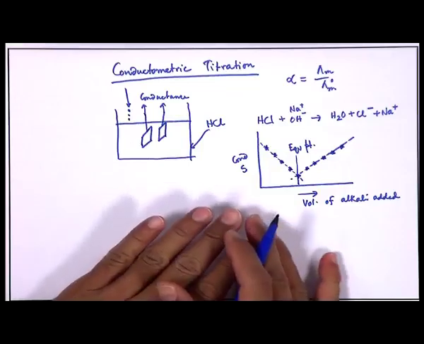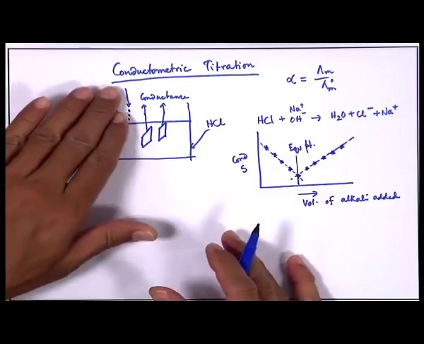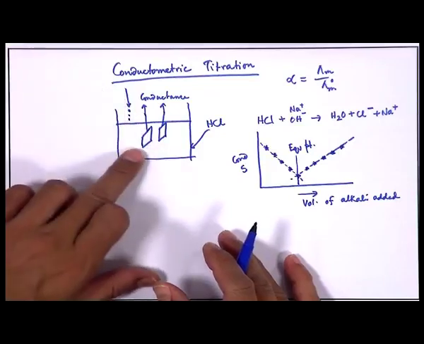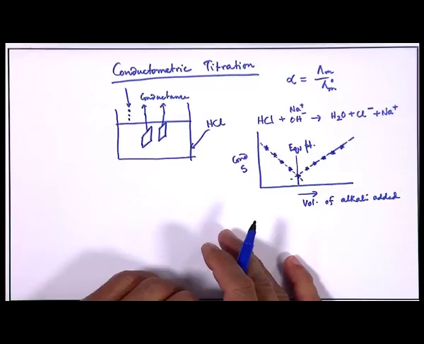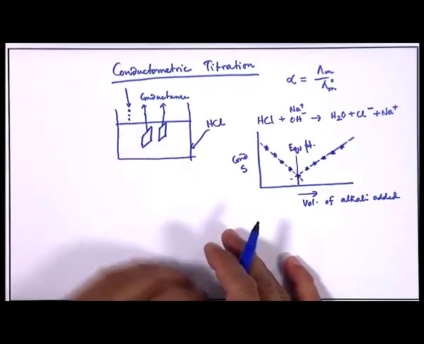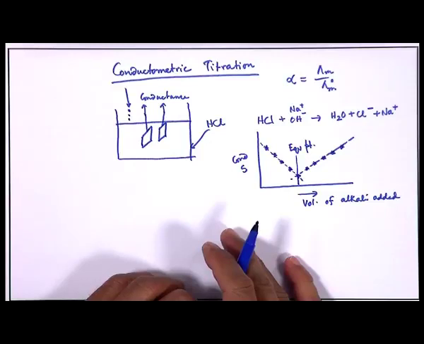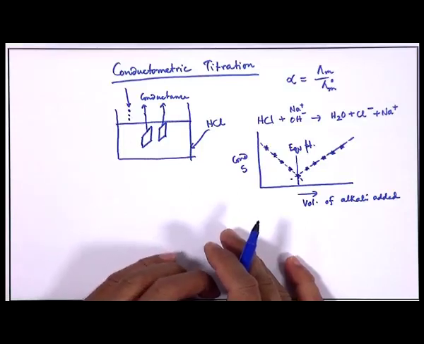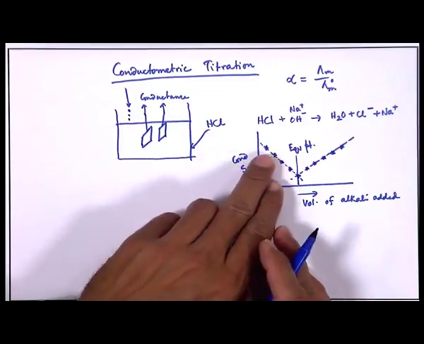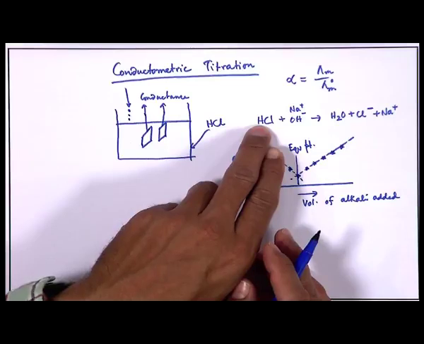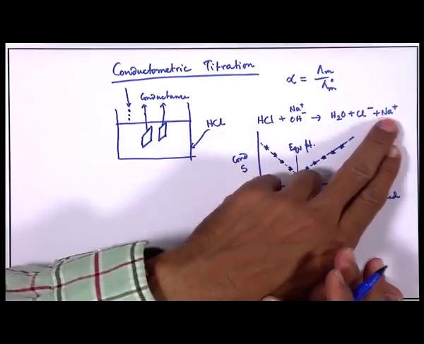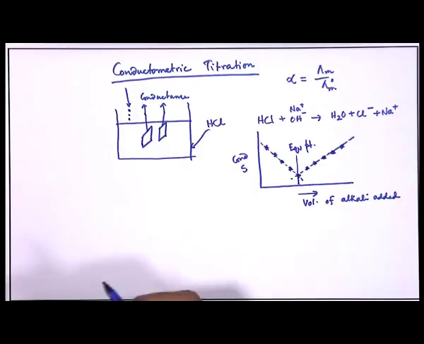Why is it like that? Because if you add a more dilute solution compared to this one, then the solution will become more dilute as you add titer from outside. Because of this dilution, there may be an additional change in conductance, on top of the change already due to H plus ions being removed and replaced by Na plus ions. That is why this titer is kept at a higher concentration.